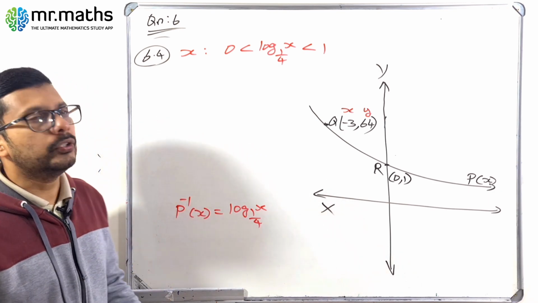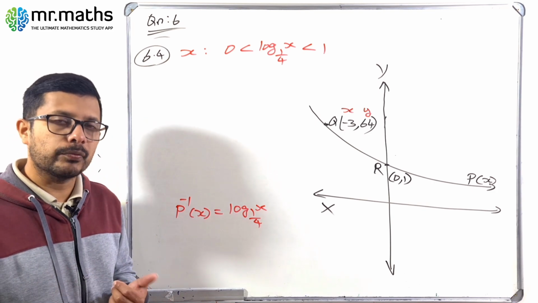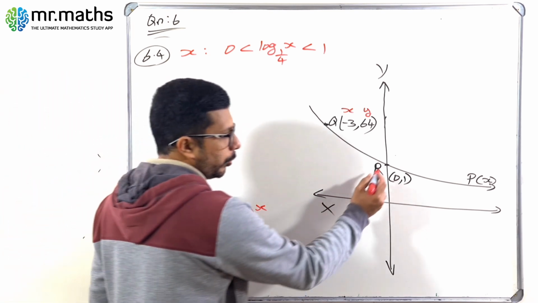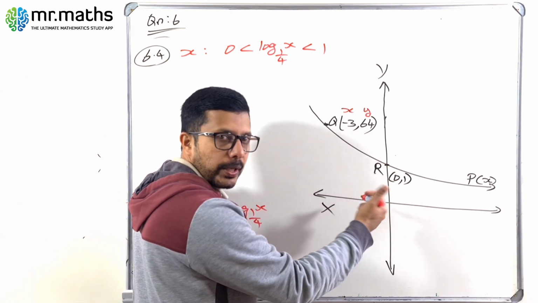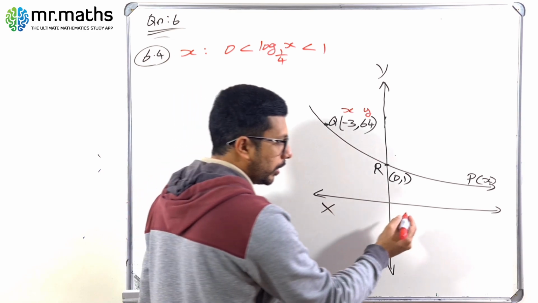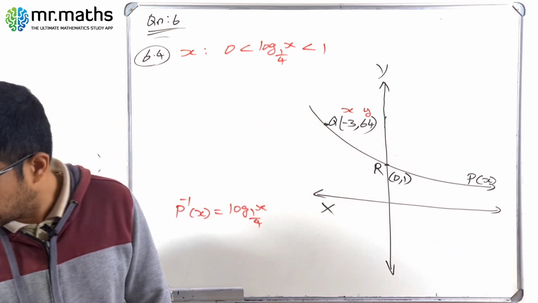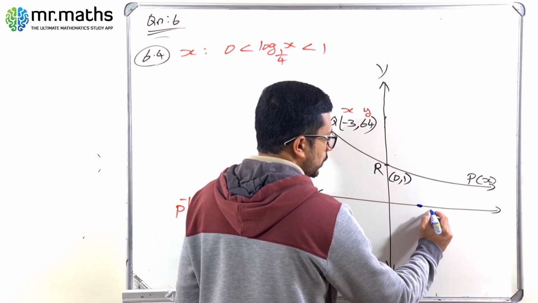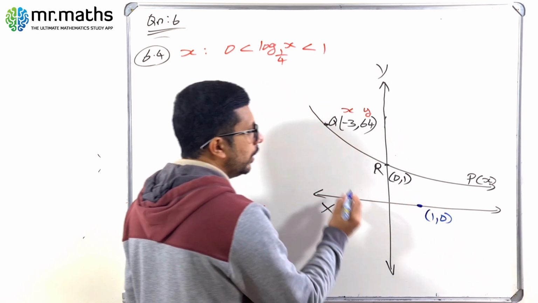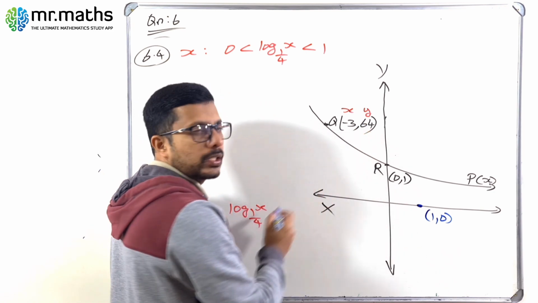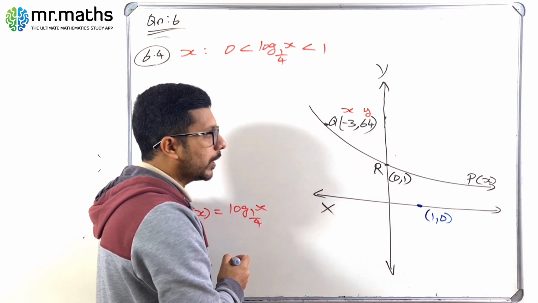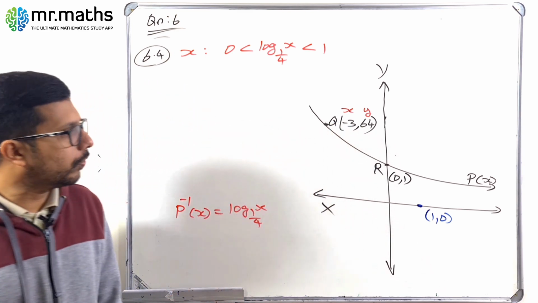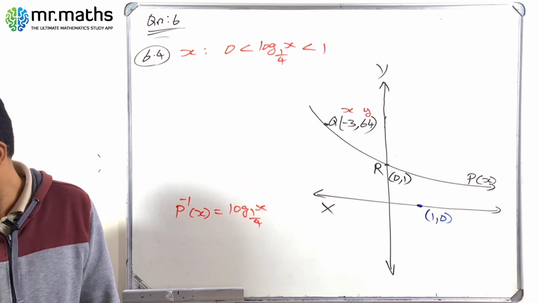When you want to draw the p inverse graph, you have to swap x and y values. Am I right? Here this point is (0, 1). If I swap x and y, it is (1, 0). So here the new point is (1, 0). I swapped x and y, and there is another point (-3, 64), so I have to swap x and y. That means (64, -3). The x value is 64 and the y value is minus 3.